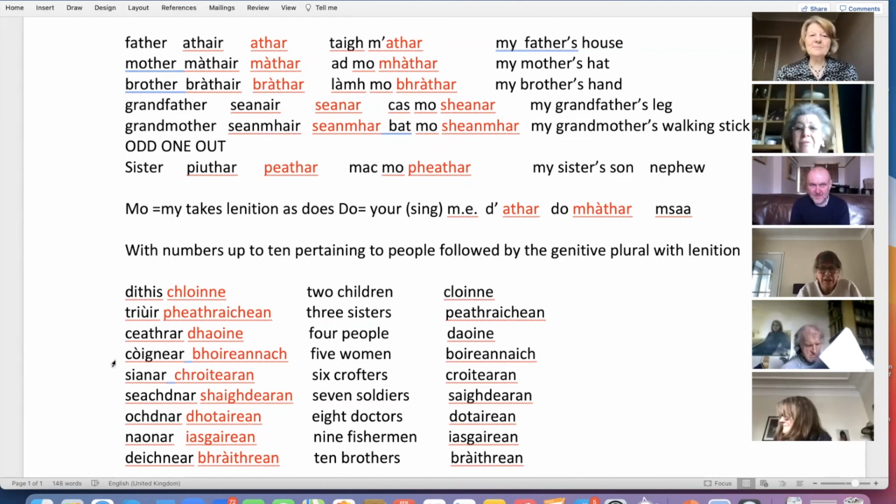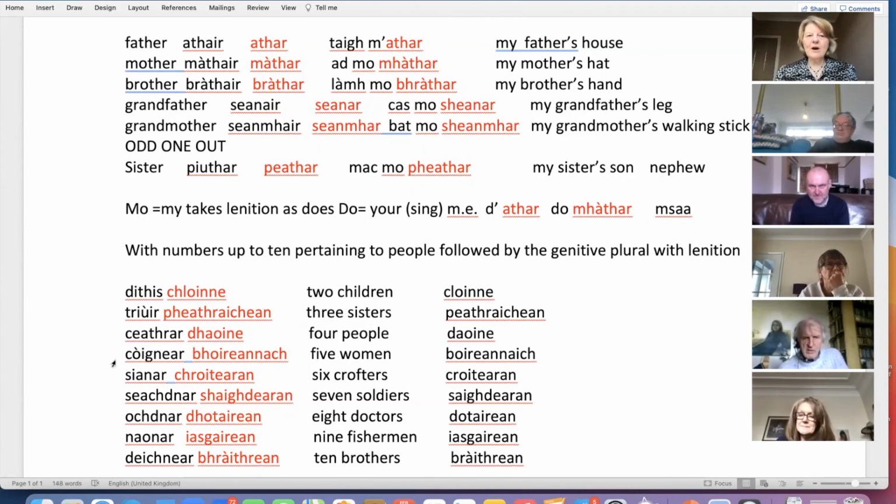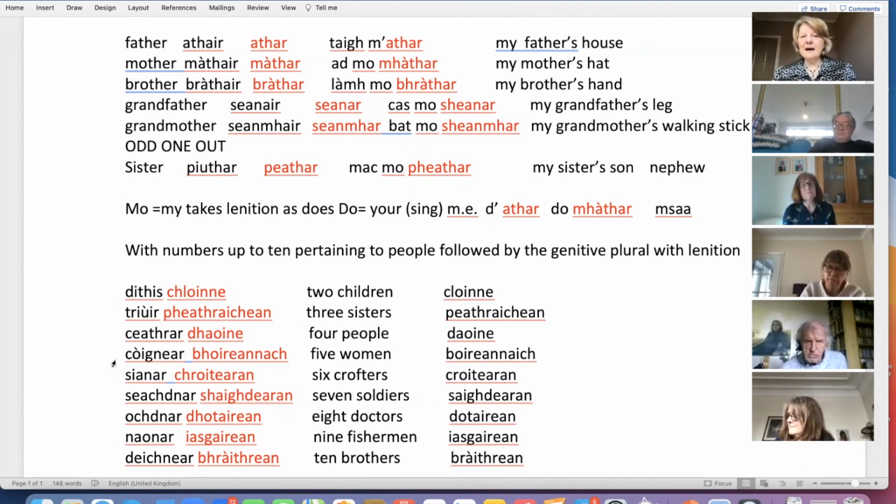So athair becomes athar. All the family members, apart from your sister, drop the letter I and change to AR. The odd one out is sister: piuthar becomes peathar, and my sister becomes mo pheathar, because of mo lenition, and then peathraichean is the plural.